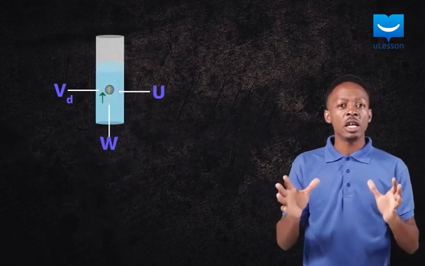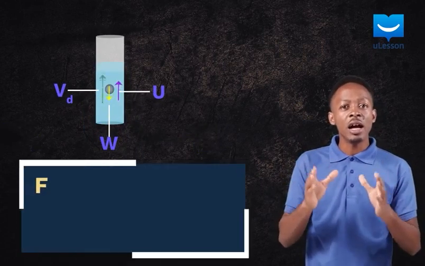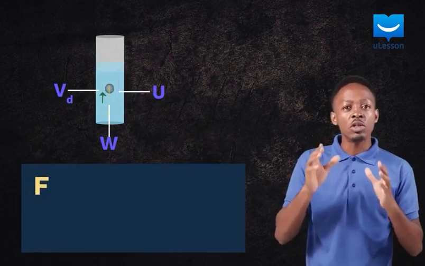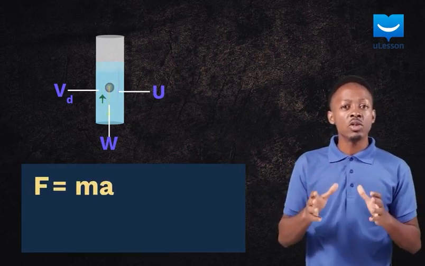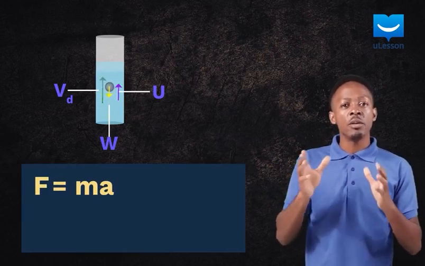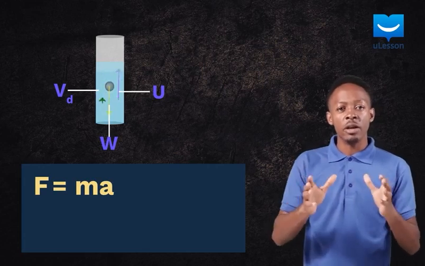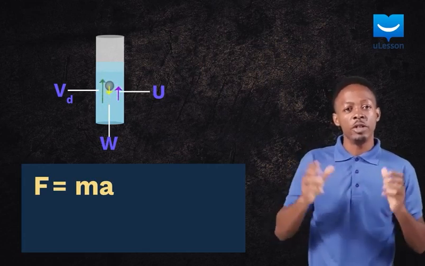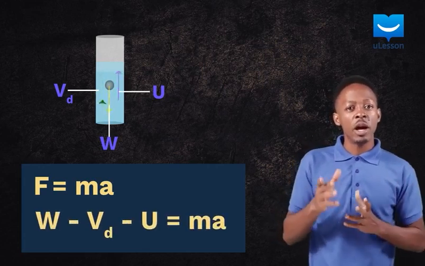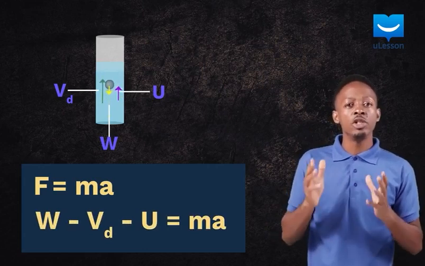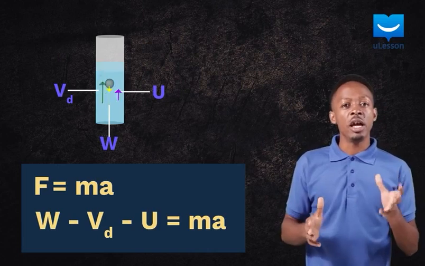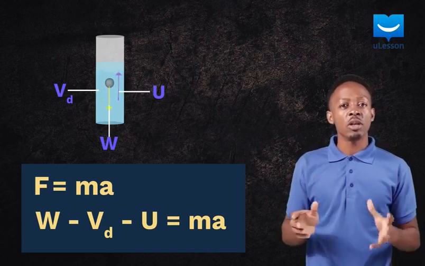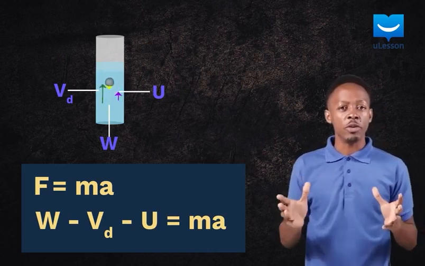Now we can therefore say that the total force F acting on the steel ball is equal to mass m times acceleration a. This is also equal to the weight minus the viscous drag minus the upthrust, written as W minus Vd minus U is equal to ma, where remember we said a is the acceleration of the ball and m is the mass of the ball.